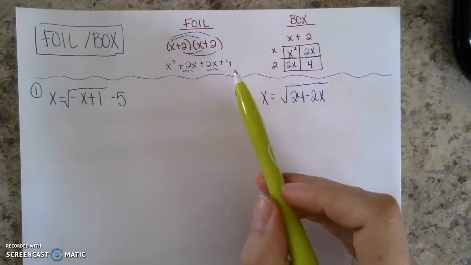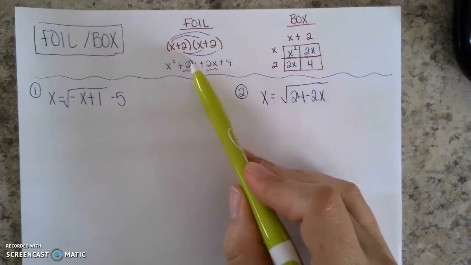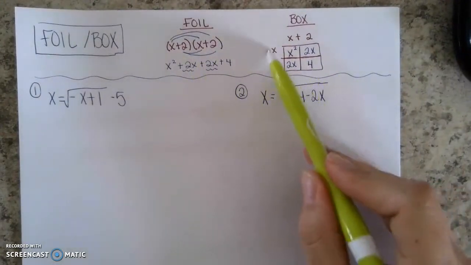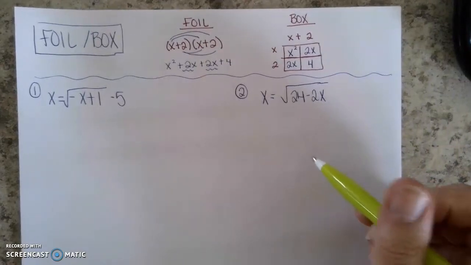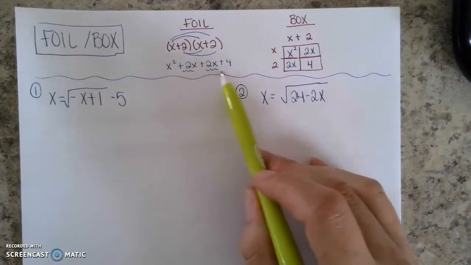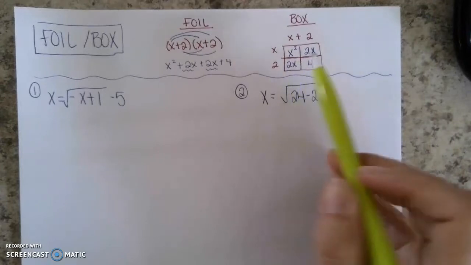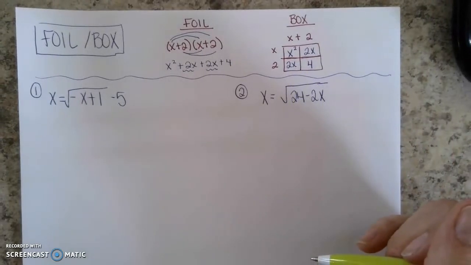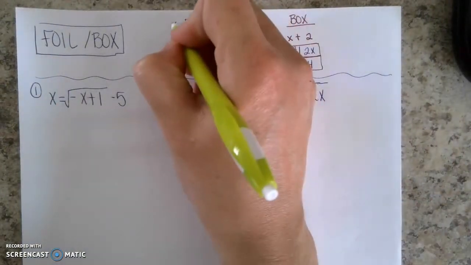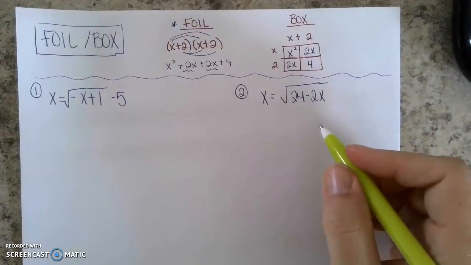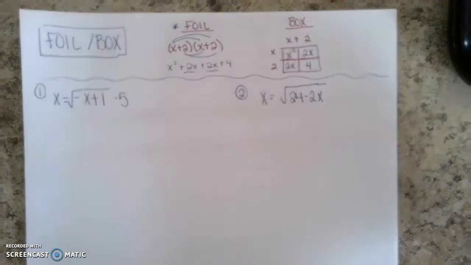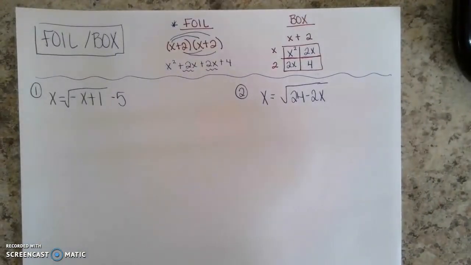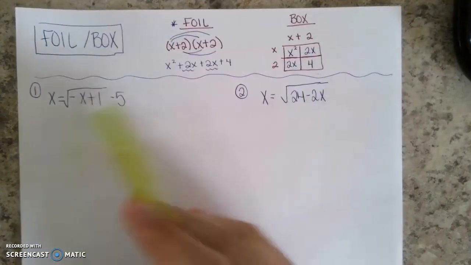Up top here I just have reminders about foiling, how we FOIL, and then also reminders about the box method and using those. Either way we can see that we're getting to the same solution. It just depends on which method you prefer. Today I'll be using the FOIL method. So just know that if you're using the box method, if that's the way that you prefer to use, you'll also get to the same thing. But let's go ahead and look at number 1 here.